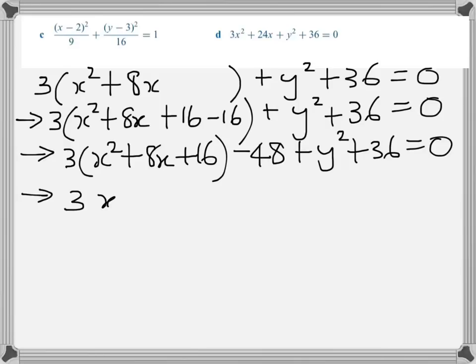Now we're nearly there, I think. Let's just tidy that up. Aha, this is what we want. Now we're going to divide both sides by, yes, 12 to get it in the form we want it.